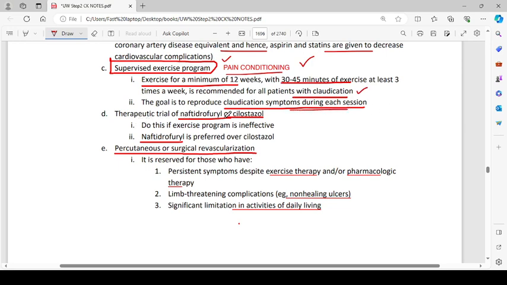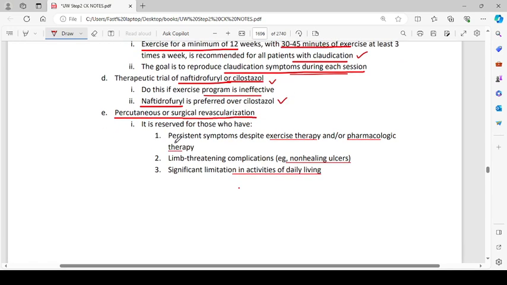Therapeutic trial of naftidrafuryl or cilostazol. Do this if exercise program is ineffective. Naftidrafuryl is preferred over cilostazol. Percutaneous or surgical revascularization, it is reserved for those who have persistent symptoms despite exercise therapy or pharmacological therapy.